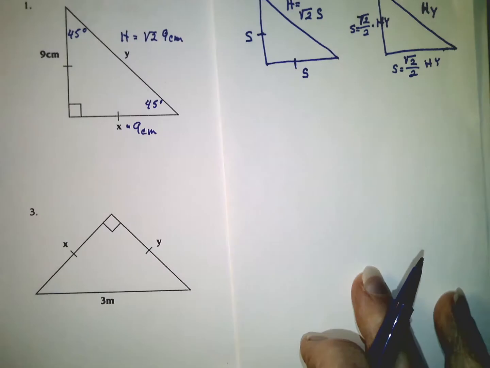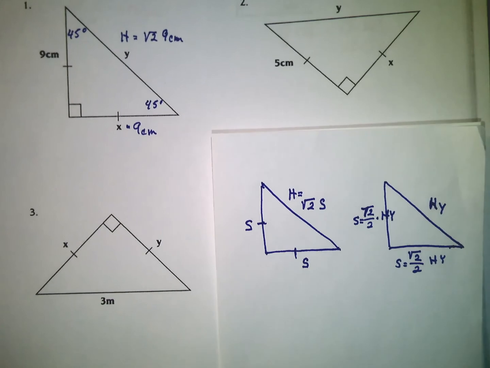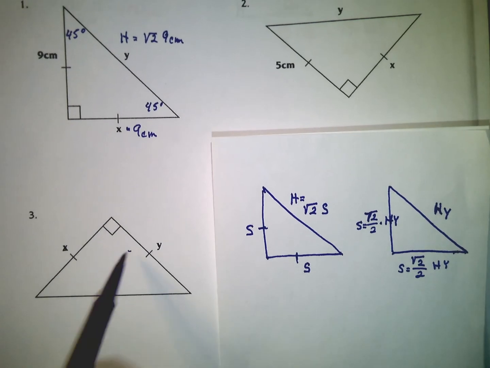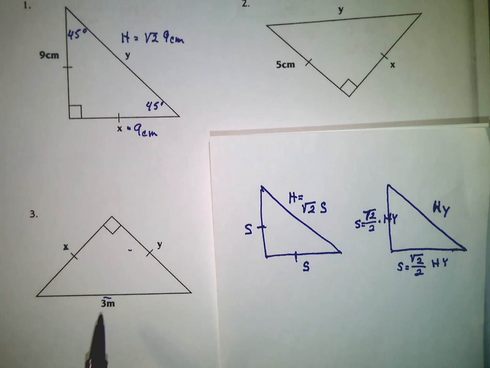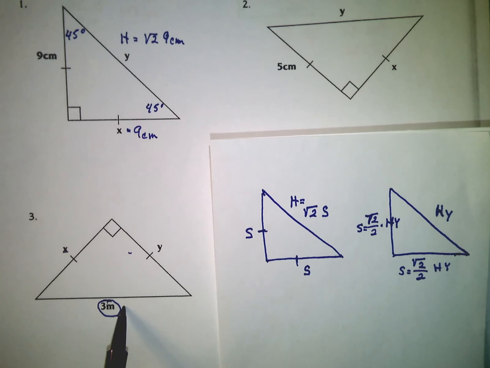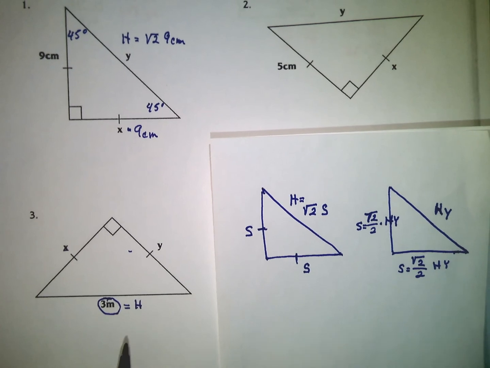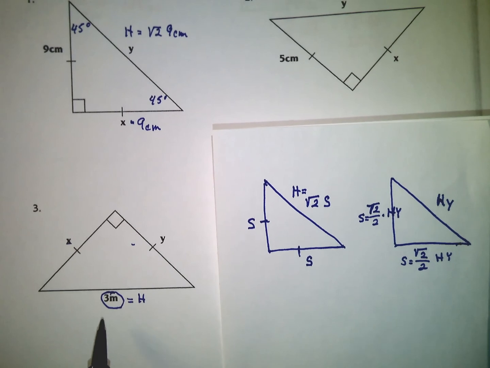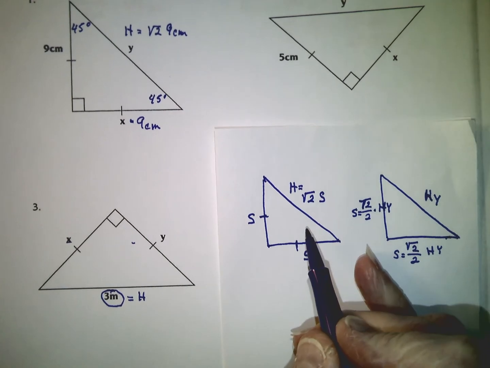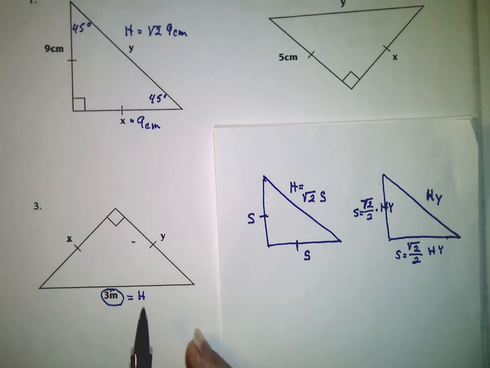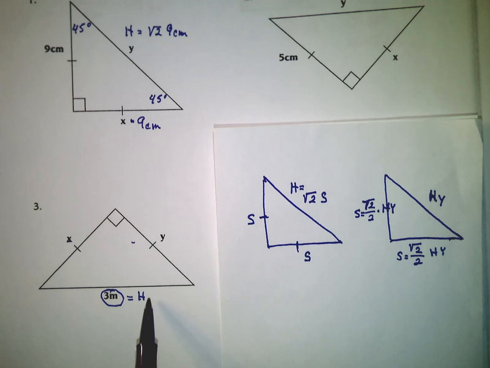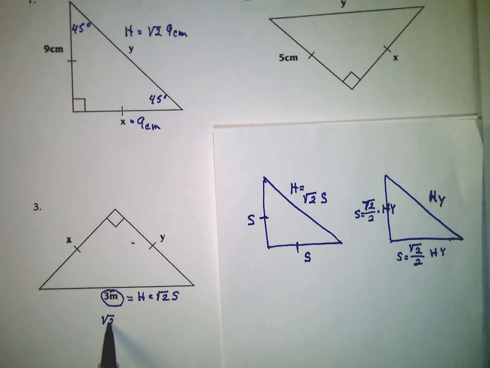On problem number 3, they did not give us the length of the shorter sides. They did give us the length of the hypotenuse right here. So we know that equals the hypotenuse. We could use this formula here. That if this is the hypotenuse, that means that equals the square root of 2 times the short side. In other words, the square root of 2 times one of the shorter sides, one of the legs, is going to have to equal 3 meters.